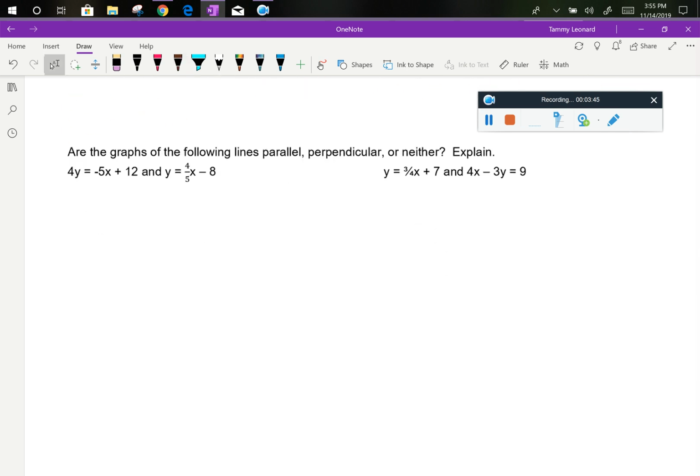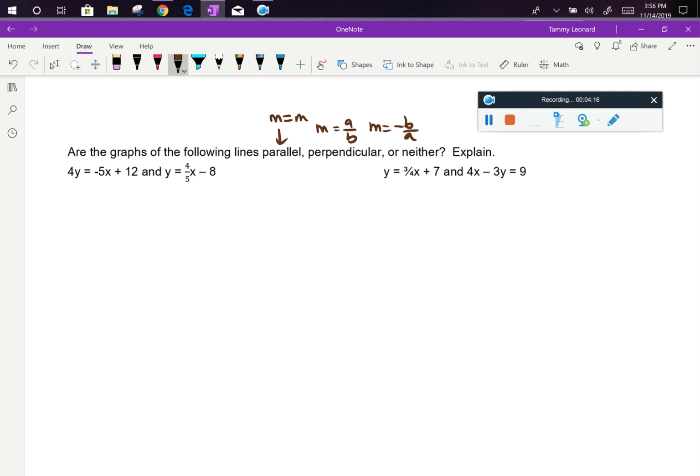We're asked if these pairs of graphs are parallel, perpendicular, or neither. By neither, we mean they meet each other, but not in any special way, not at a right angle. If they're parallel, the slopes have to be equal. If they're perpendicular, then remember if one slope is a over b, the other slope is -b over a. It's neither if anything else happens.